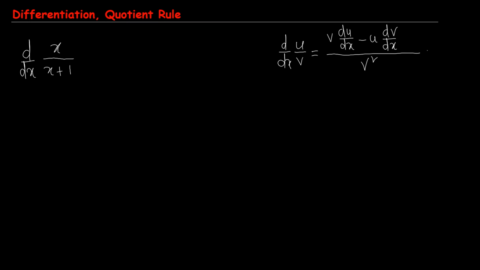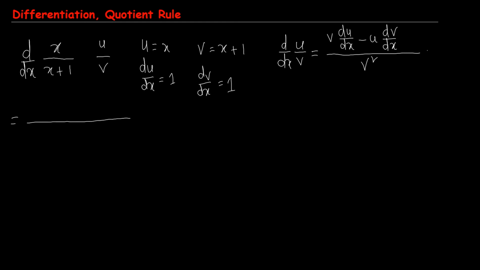So we need to consider the top one as u, then the bottom one as v. Here, u equals x and v is x plus 1. Just apply the formula. We know du/dx equals 1 and dv/dx is as well 1. So now just apply the formula here.